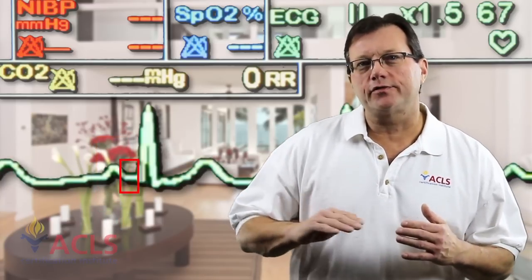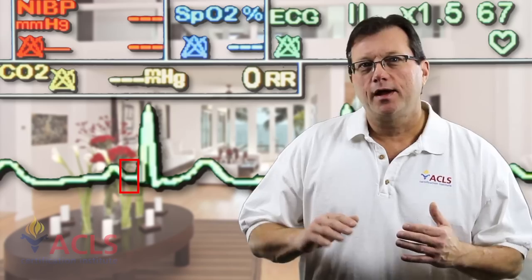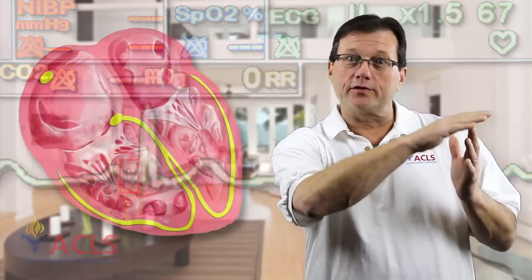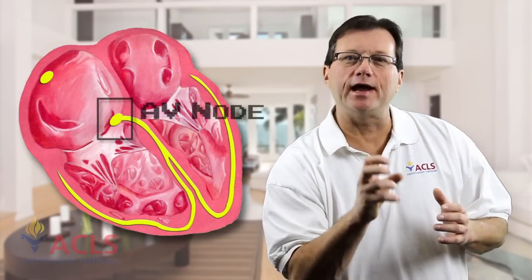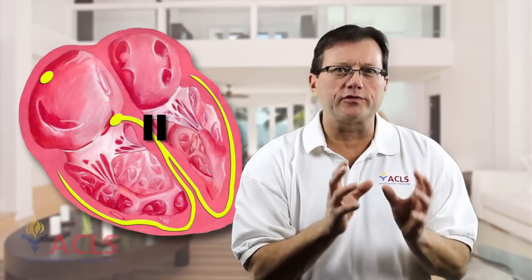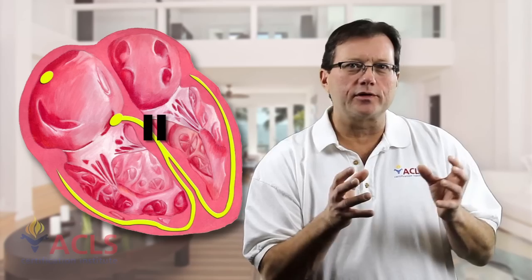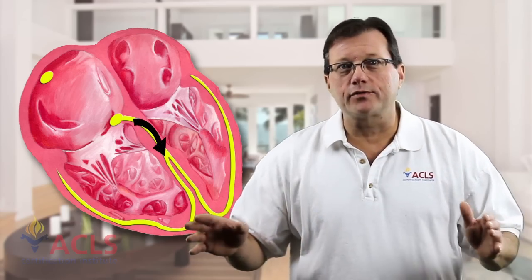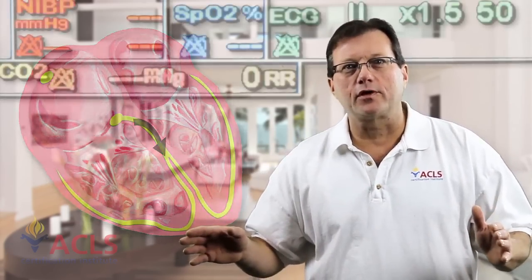Next, it returns to the isoelectric line, the flat line. That's the area where the conduction has gone through the atrium and now it's at the AV node. The AV node is going to pause the conduction for just a moment, allow for atrial contraction, before it sends the impulse on through the ventricles.